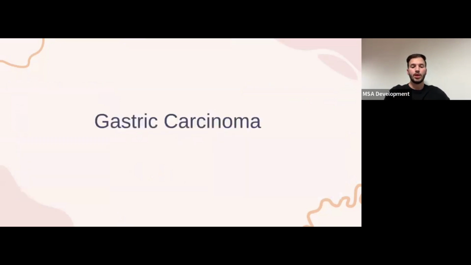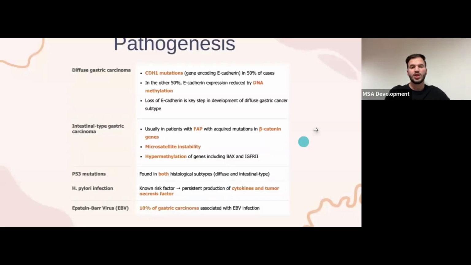Now let's talk about gastric carcinomas. Of gastric carcinomas, we have two main types: diffuse gastric carcinoma and intestinal type gastric carcinoma. In the diffuse type, we have a CDH1 mutation, or E-cadherin. E-cadherin is a protein that keeps the cells together. So when the junction between these cells is weakened, the cells become free to move, increasing the risk of cancer. Also, we have DNA methylation.